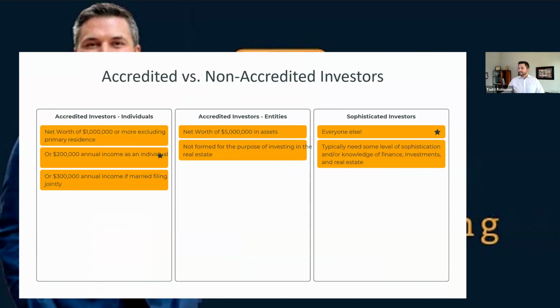So here you go. What is an accredited investor? This definition, they looked at changing it, but they haven't yet. It was kind of kicked around Congress. They haven't changed it yet as far as I know. But it's a net worth of $1 million or more, excluding your primary residence, okay? Or annual income of $200,000 as an individual, or $300,000 if you're married and you're filing jointly. If you meet one of those requirements, you're an accredited investor.